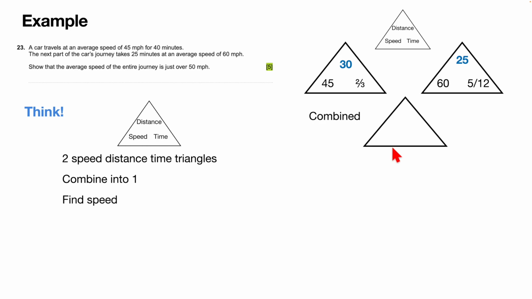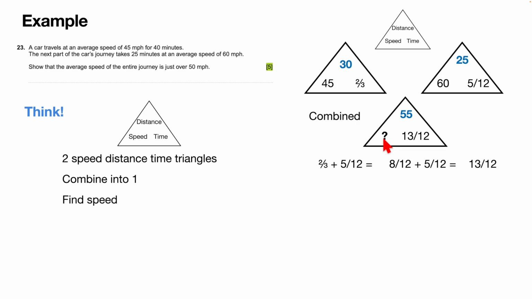Interestingly, 2 of these elements are added together. The distance, obviously, if one journey is 10 miles, the other one's 15, you add it together to get 25. Here we've got 30 and 25. So the total distance is 55. Also, the time. The time taken is additive. So this is 2/3 and this is 5/12. 2/3 plus 5/12 equals, let's put it all over 12, 8 over 12 plus 5 over 12, 13/12. That's not very attractive, but anyway, there we are. 13/12 is the total time.